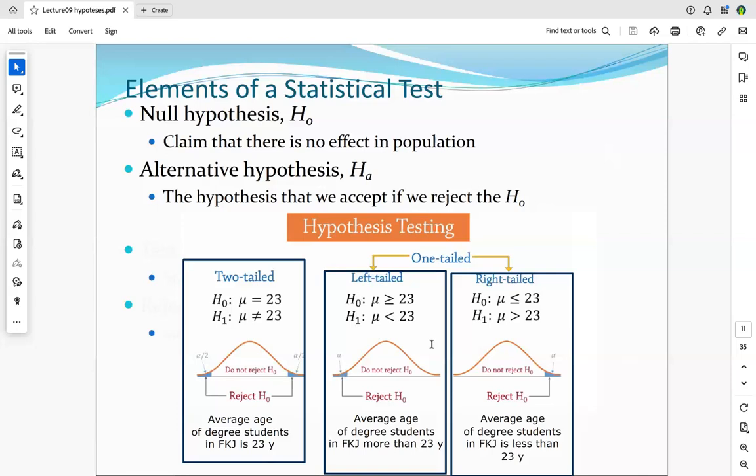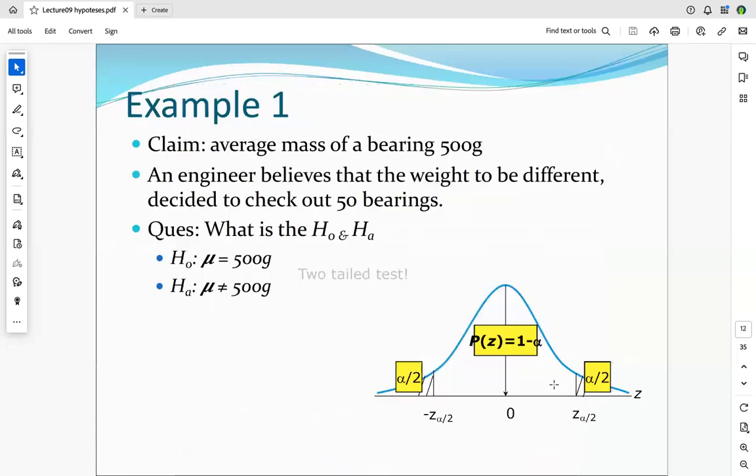Okay, so for the right tail, the average age of a degree student in FKJ is less than 23. But your alternative hypothesis will be the other way around, which is more than 23. So it means that if it is more than 23, you are going to reject your null hypothesis. Therefore, you have the right tail for the rejection region or critical region.